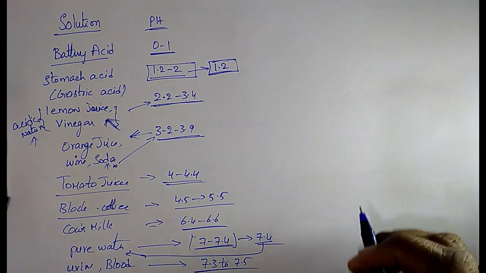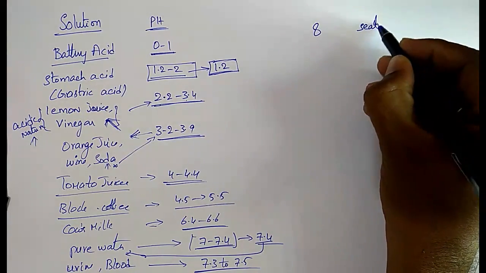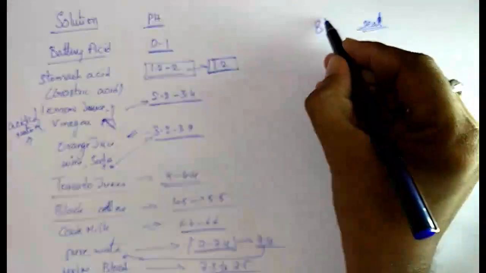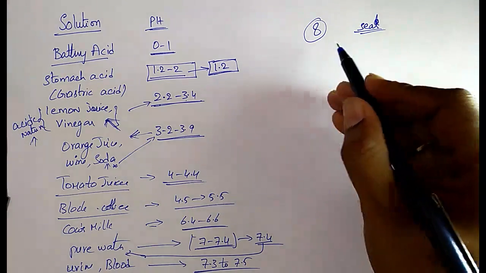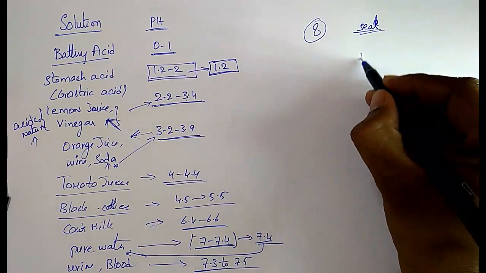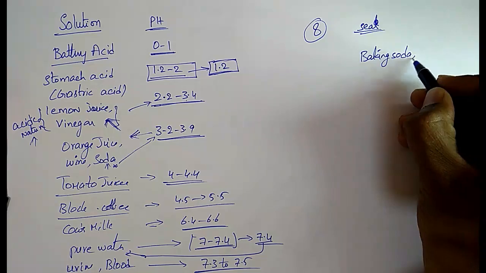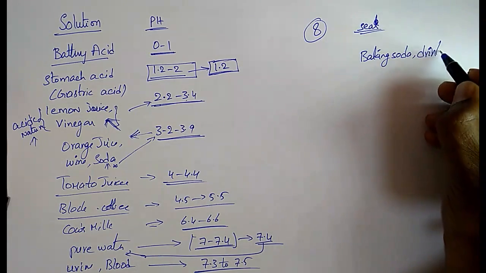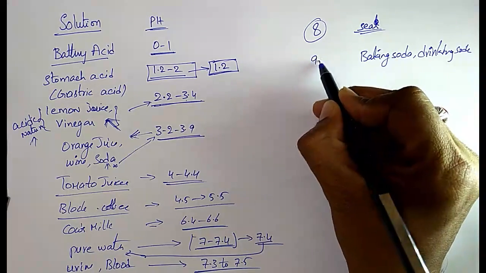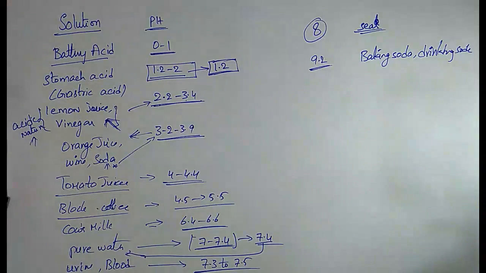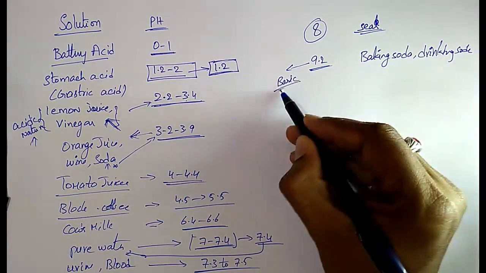Okay, and if you take seawater, the pH value is nearly 8. And if you take baking soda or drinking soda, the pH value is nearly 9.2. Okay, so 9.2 means it is of basic nature.